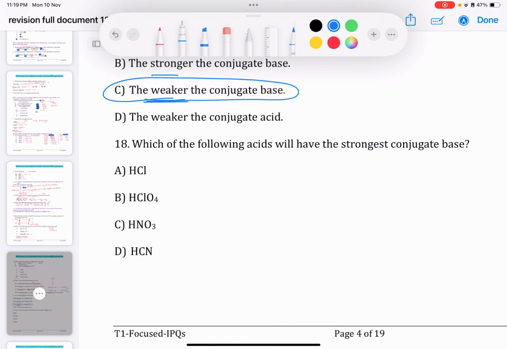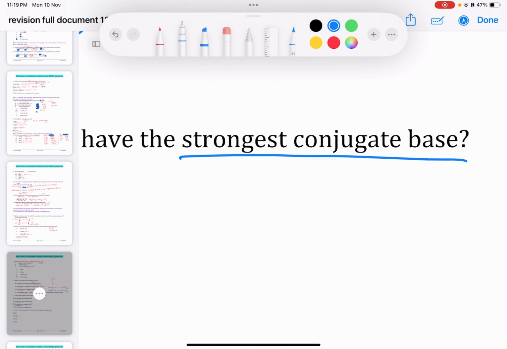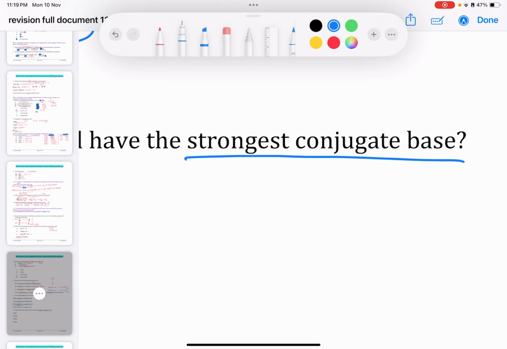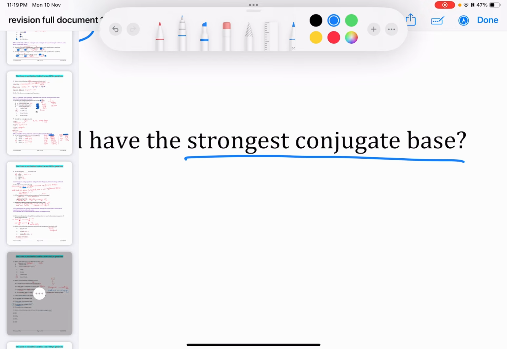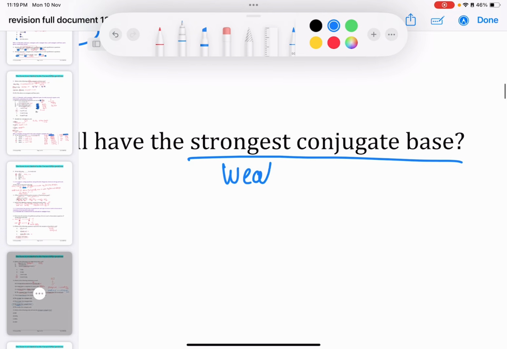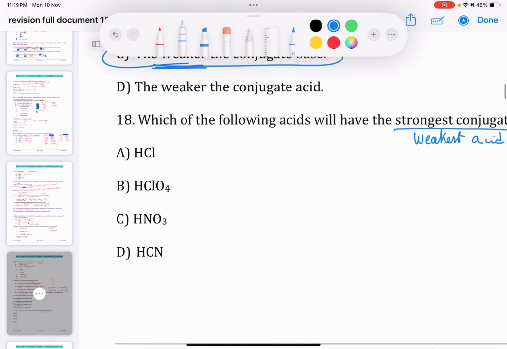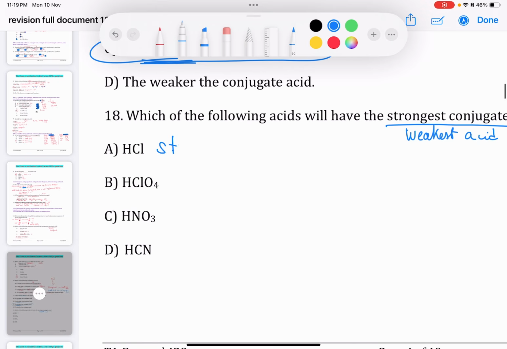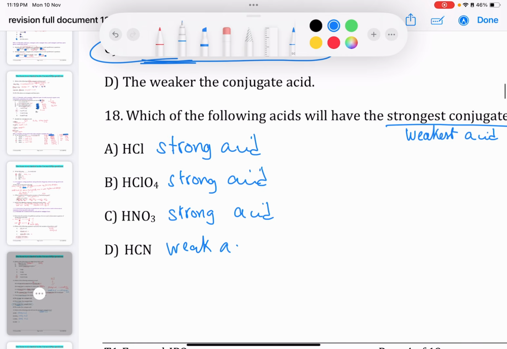Which of the following will have the strongest conjugate base? Before I read the choices, the one that must have a strong conjugate base must be the weakest acid. So I'm going to look at this list and choose the weakest acid. That's a strong acid. That's another strong acid. And again, another strong acid. So the only weak acid is HCN, which has a very strong conjugate base, CN minus.